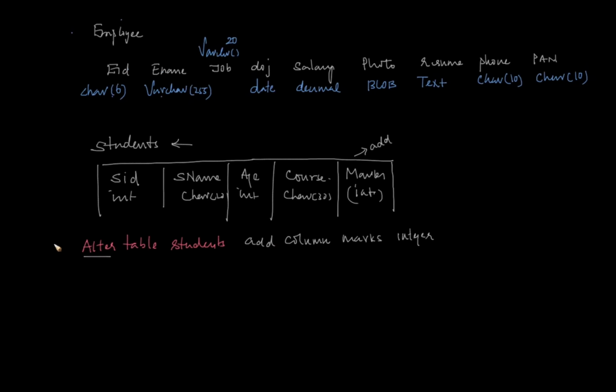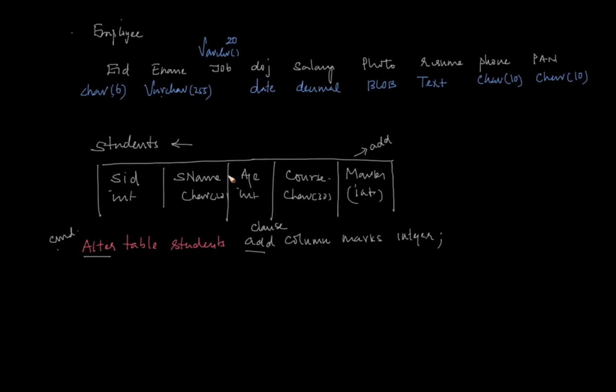So alter is the command. This is called a clause. A clause is a part of your command. So the alter table used with the add clause will create a new column for you. It will add a new column in the existing table.